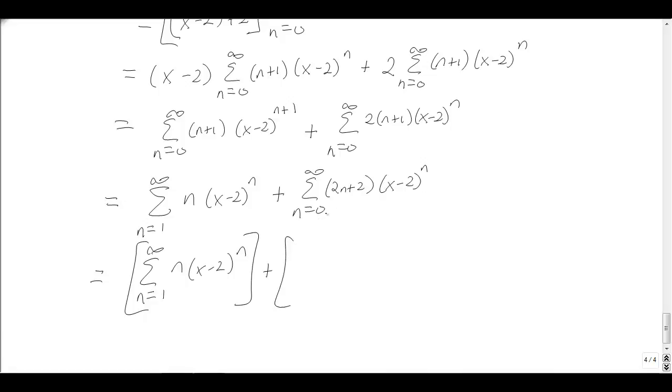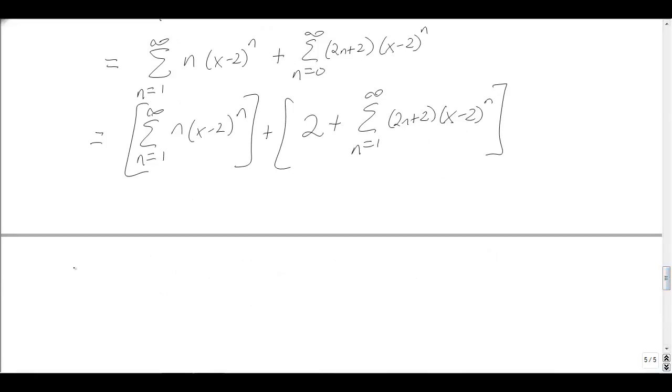And then my other series is when I plug in n equals 0, I'll get 2 times 0 is 0. I get a 2. x minus 2 to the n is just 1, so I get a 2 plus sum n equals 1 to infinity 2n plus 2, x minus 2 to the n. I could have done a 2 plus whatever I get inside when I plug in n equals 1 and done n equals 2 to infinity. Here, that would work, but I want to match the n equals 1 to infinity with these series.